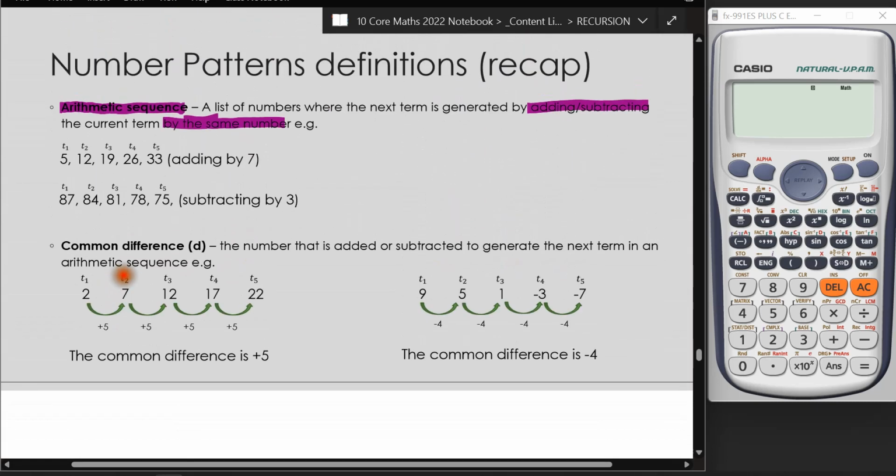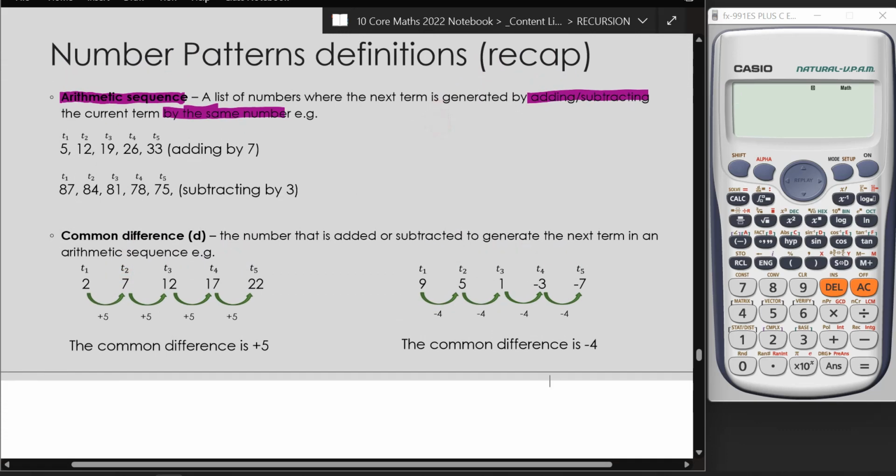Oh, before I get to that, actually, sorry, if you forgot how to calculate or find out what the common difference is, it's really easy. There is a rule that we use.